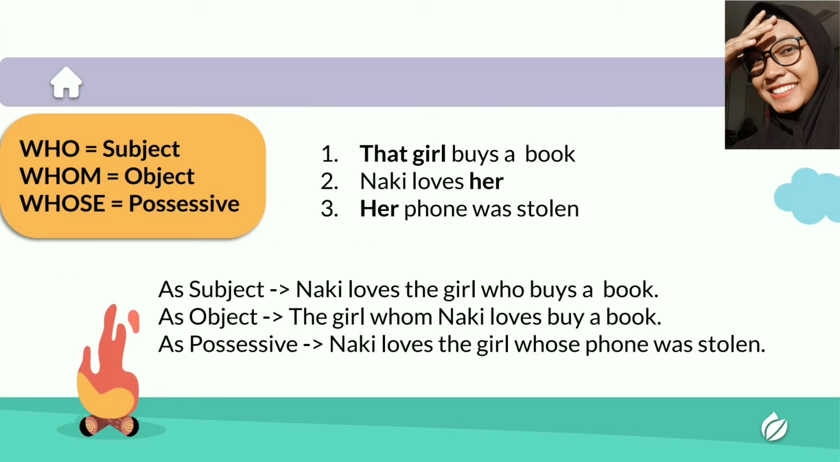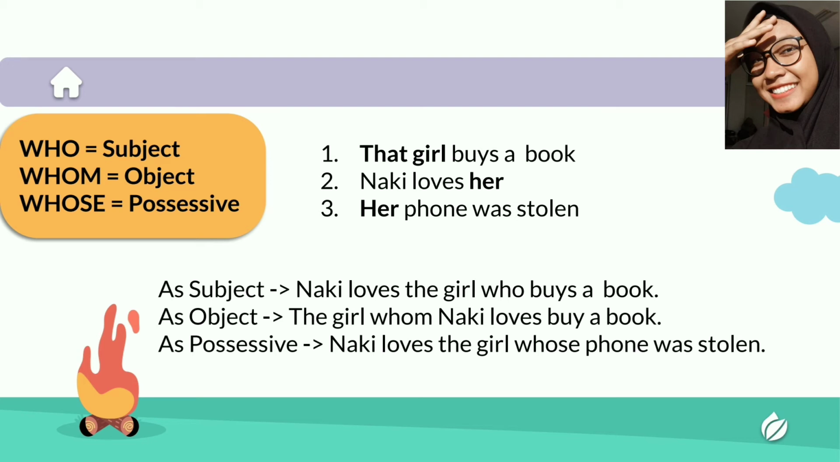Then we can also use the other connectors like who for subject, whom for object, and whose for possessive. Let's see, there are three simple sentences. The first one is that girl buys a book. The second one, Naki loves her. And then number 3, her phone was stolen. So how if we want to change the word her in the second sentence to be that girl in the first sentence? We can change them with the connector who to be the subject. It can be Naki loves the girl who buys a book.